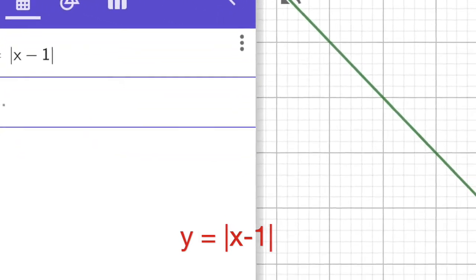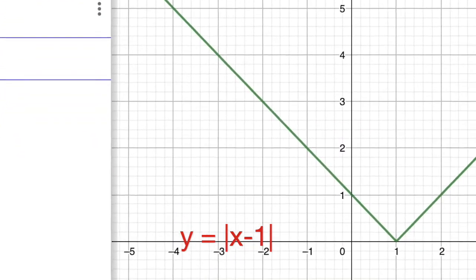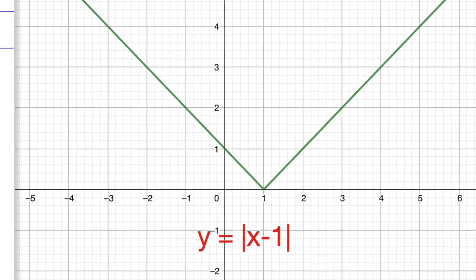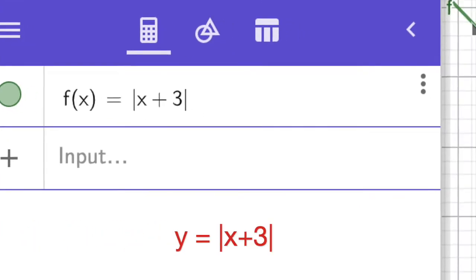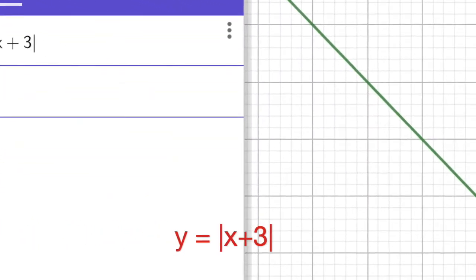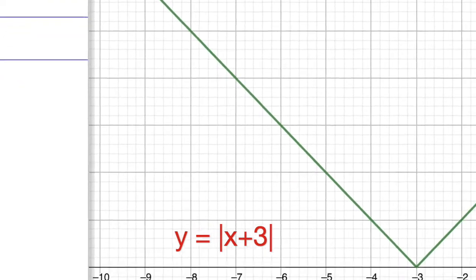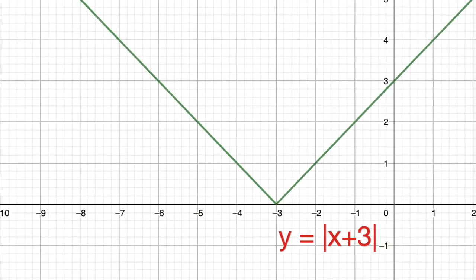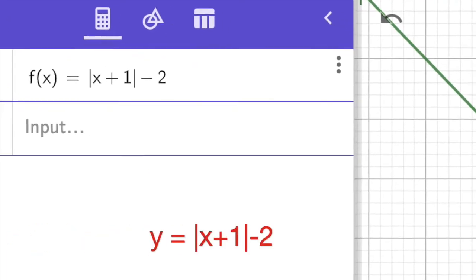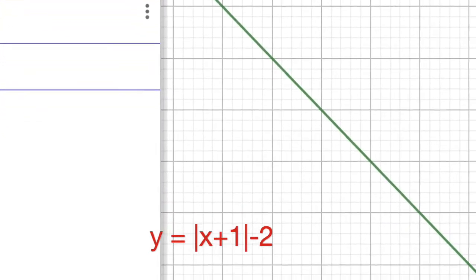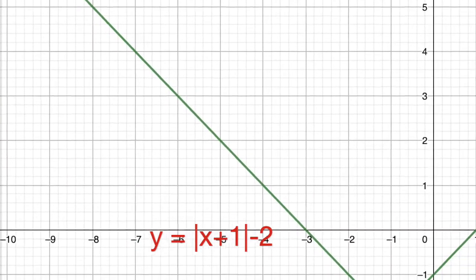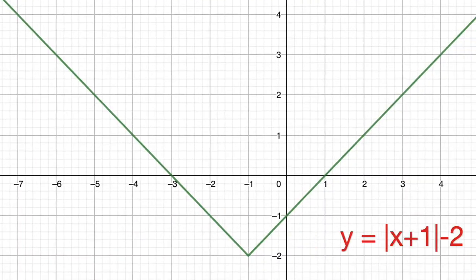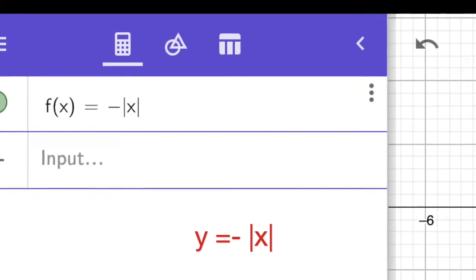Here's another function, absolute value of x minus 1. It's also a V shape, but the vertex has moved to x equals 1. Absolute value of x plus 3 also is a V shape. The vertex has moved to the left, to negative 3 for the x. This is another absolute value function, and the graph is also a V shape. The only thing that moved is the vertex.